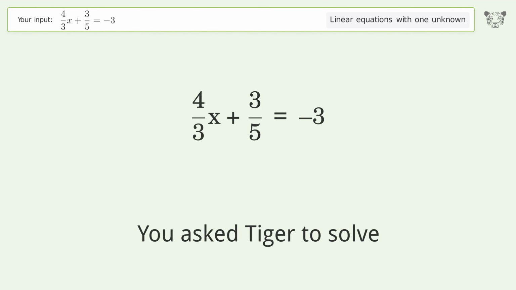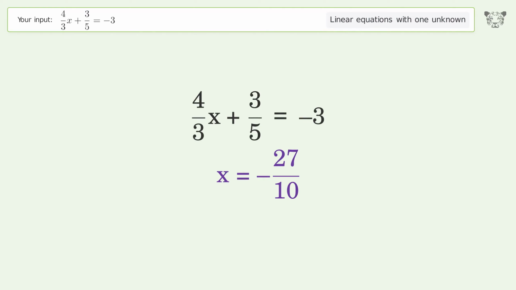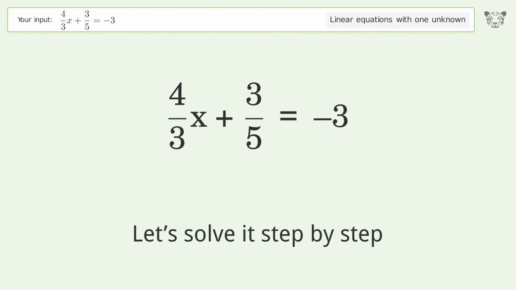You ask Tiger to solve. This deals with linear equations with one unknown. The final result is x equals -27/10. Let's solve it step by step.